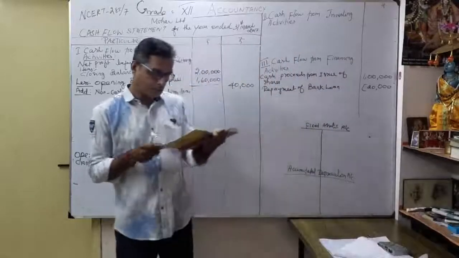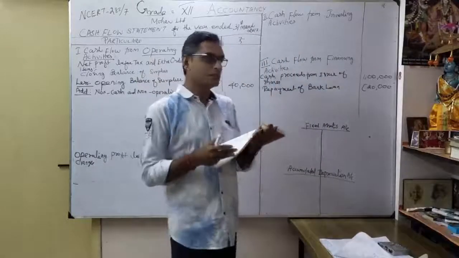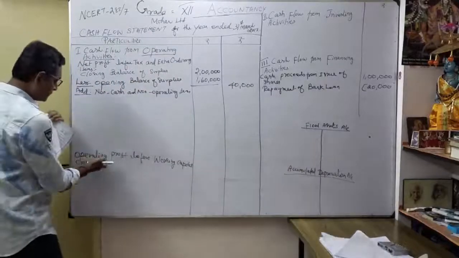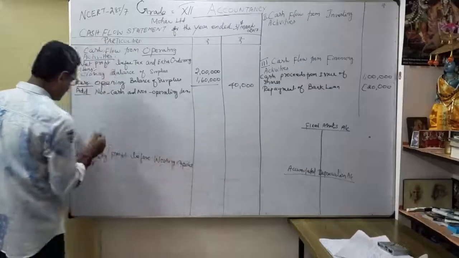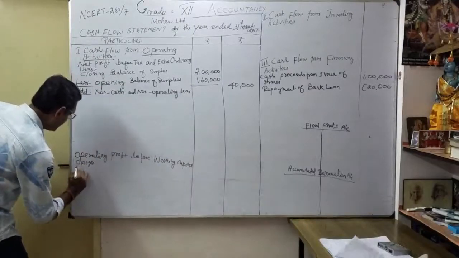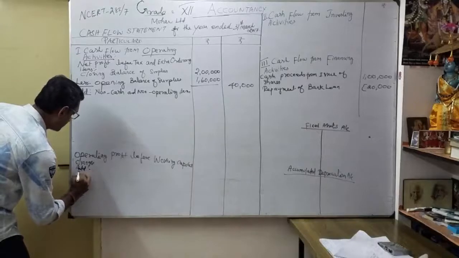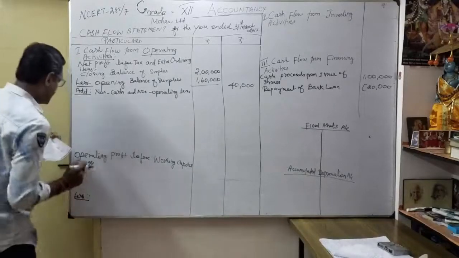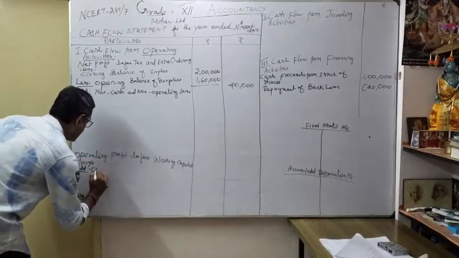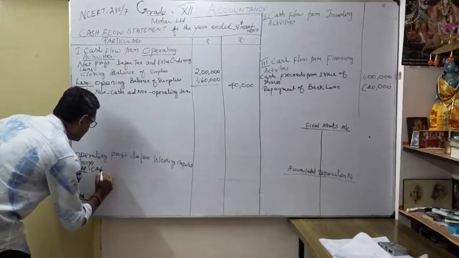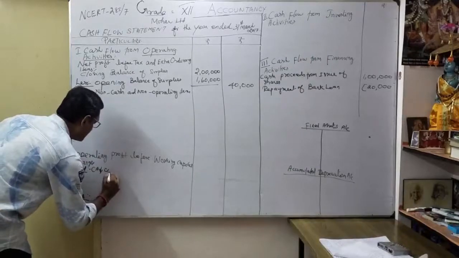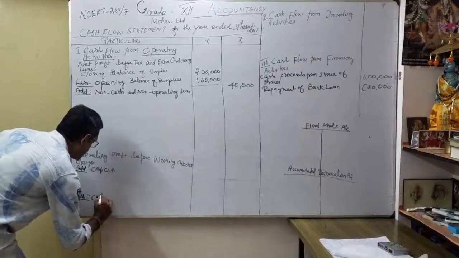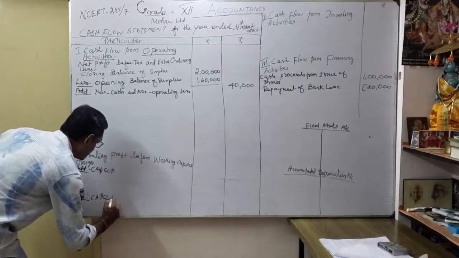So trade payables 140 become 120. So where do you have to write it? After operating profit before working capital changes, under that, you already know, add, then less. What is added? Decrease of current assets, then increase of current liabilities. Similarly, current assets increased, current liabilities decreased.